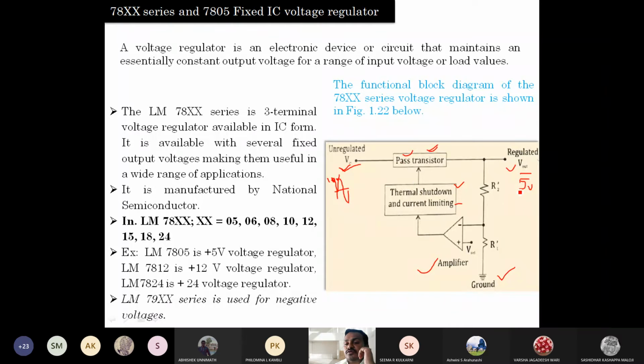This circuit is going to handle any variation moving from 0 to 10 volts, but the output is a constant 5 volts. How? That is done by this current limiting circuit, and the current supplied to the output will be decided by this amplifier. This amplifier is going to bring that voltage down.